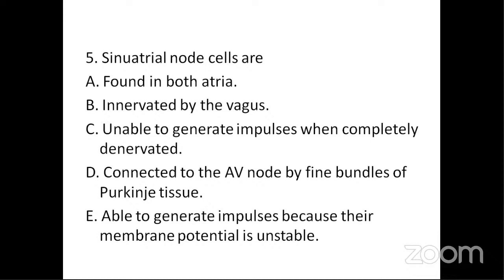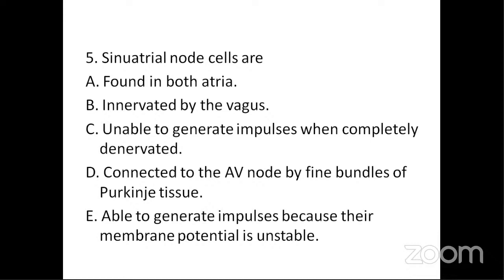And sinoatrial node cells are unable to generate impulses when completely denervated. That is false. The SA node has intrinsic rhythmicity and can generate impulses independently. So it can generate impulses independently. There is no point in denervating and all. So C is false. And D, connected to the AV node by fine bundles of Purkinje tissue.